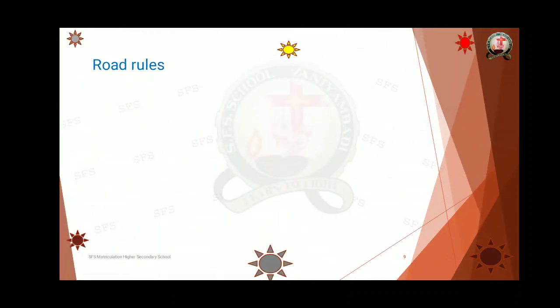When you are crossing the road, you have to see both the sides, and if none of the vehicles are coming, just cross the road, or you can seek the help of the elders. You can ask someone to help you cross the road.